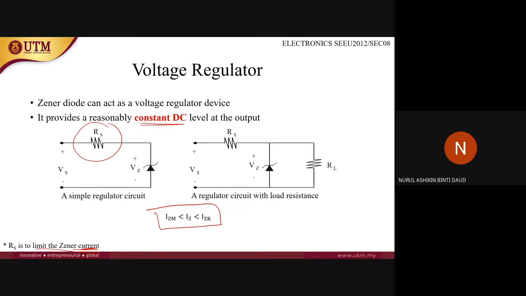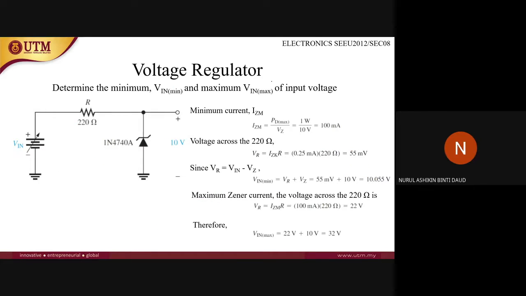This is a simple regulator circuit without any load resistance. But usually there is a load resistance. A regulator circuit usually comes with load resistance to control this VZ. This load resistance sometimes can be fixed, sometimes it can be variable. And this VS, sometimes it is a fixed value and sometimes it is a variable value. So we will look into all these conditions.